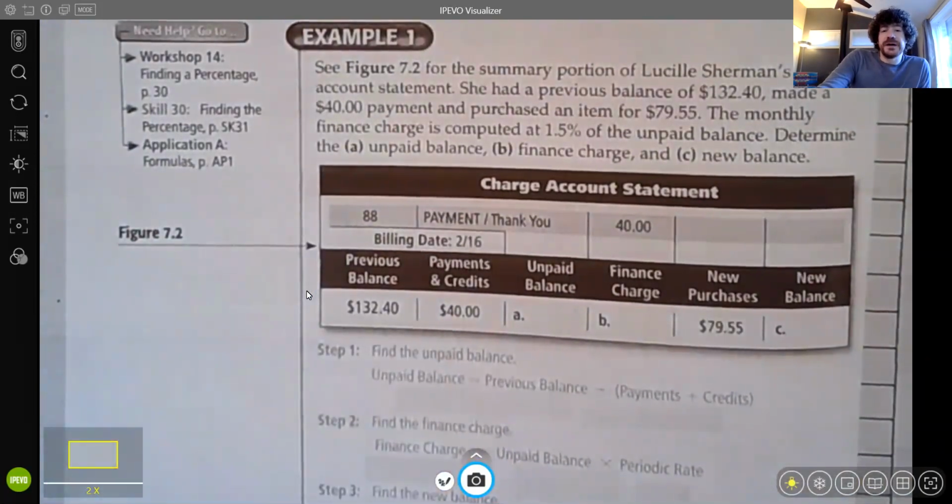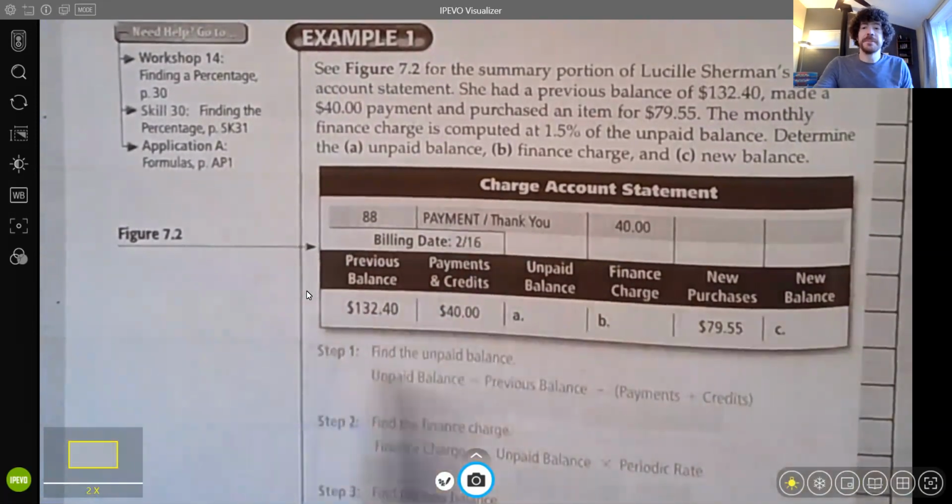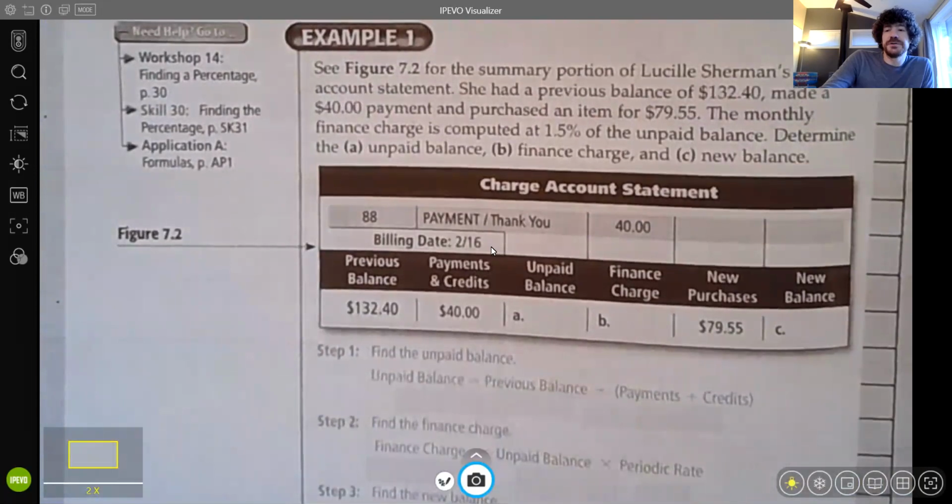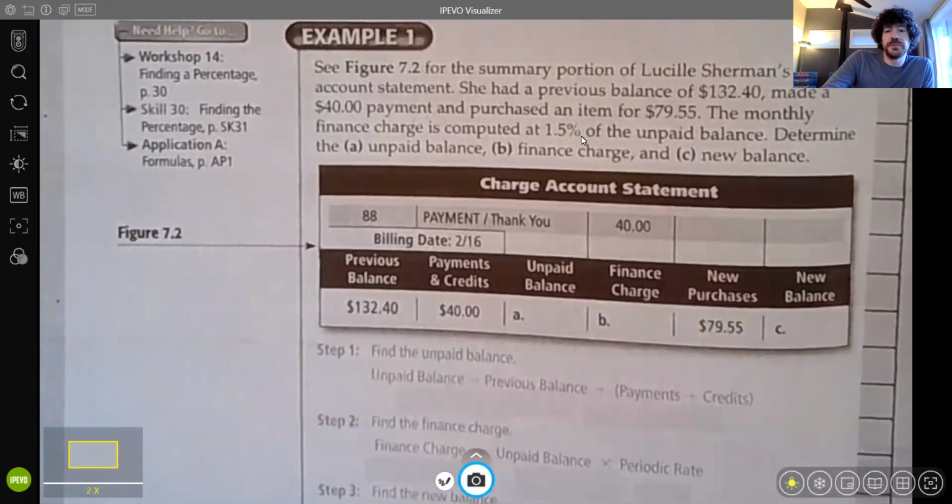She had a previous balance. So this is 7.2 here to figure out the billing information. She had a previous balance of $132.40. She made a $40 payment and she purchased an item for $79.55. The monthly finance charge is computed at 1.5% of the unpaid balance. Determine A, the unpaid balance, B, the finance charge, and C, the new balance. So three different things have to be done in order to get this to work properly.